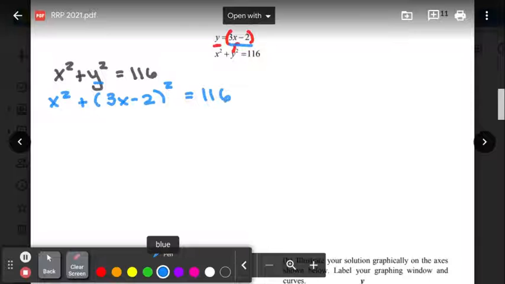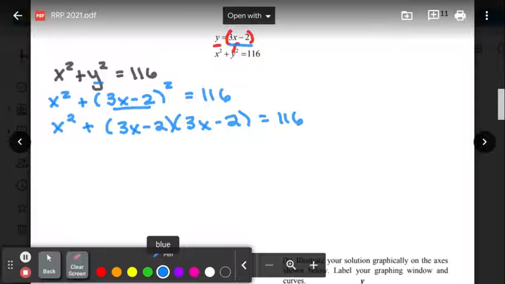From here, you know everything to do. It's just a matter of being patient and going step by step. So I have my x squared. Because this quantity is squared, it's really 3x minus 2 times 3x minus 2 equals 116. So I have to do double distribution on those two binomials. So I get 9x squared minus 6x minus 6x plus 4 equals 116.